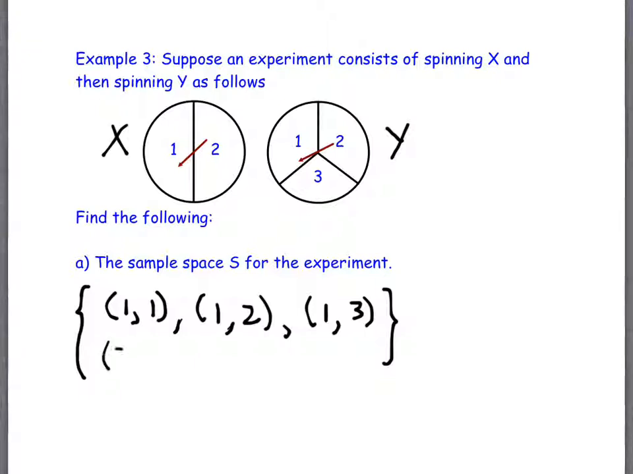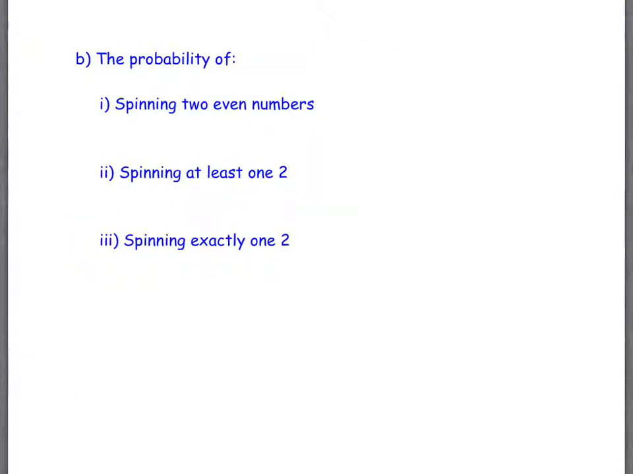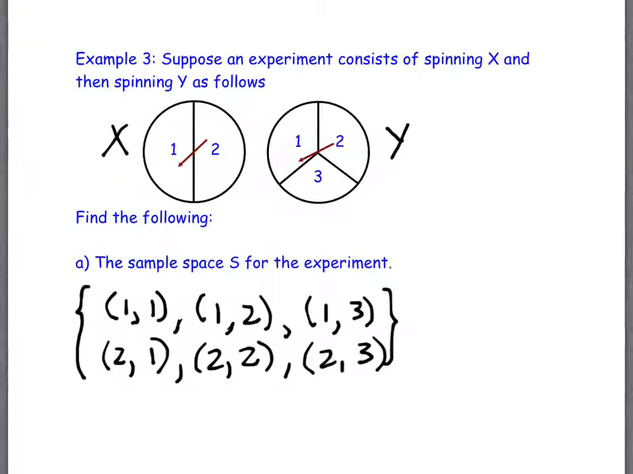All right, how about this? Maybe I don't get a 1. Maybe I get a 2. I could get a 2 and a 1, or a 2 and a 2, or a 2 and a 3. All right, everybody good? Okay, these are the different options of things that could happen. So we're going to find the probability then of spinning 2 even numbers. So looking at this list, how big is the sample space? 6. Yeah. So the number of items in the sample space is 6.